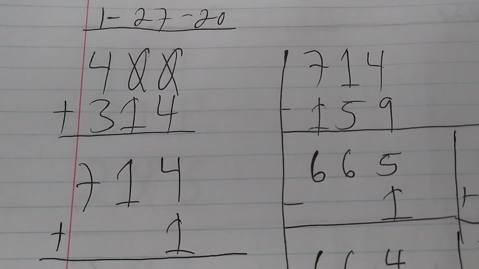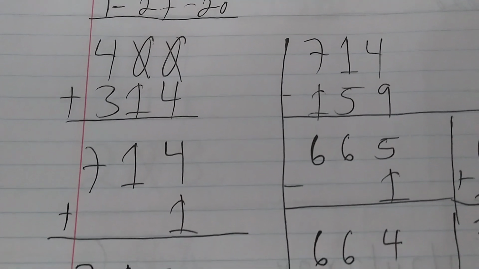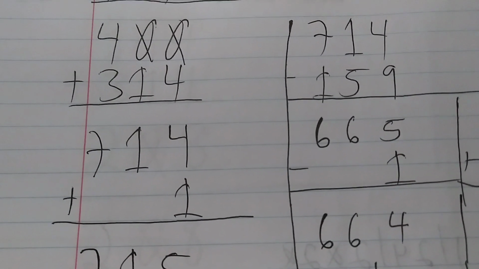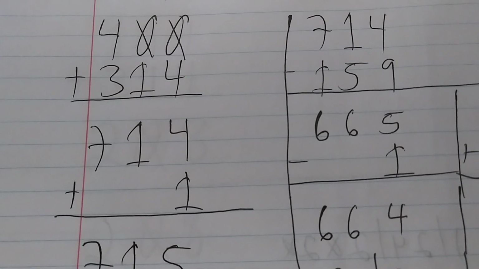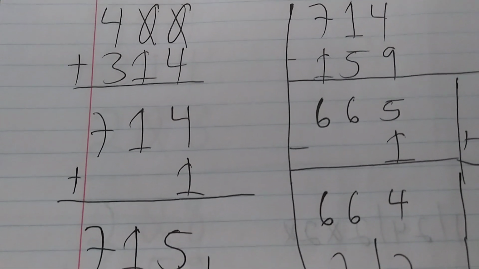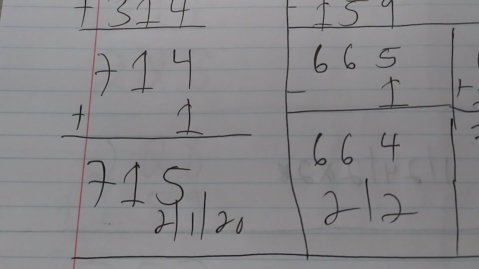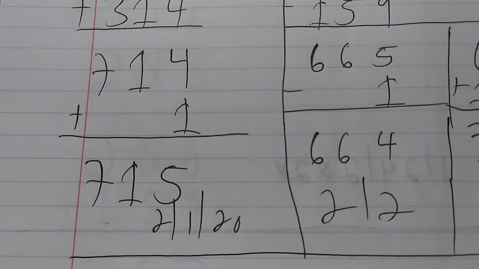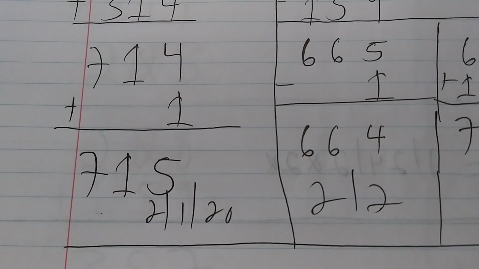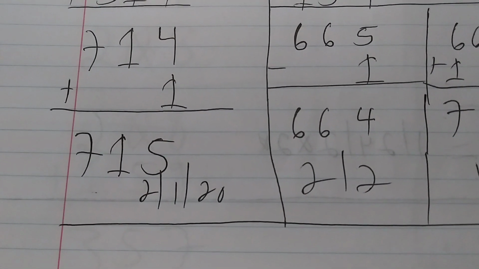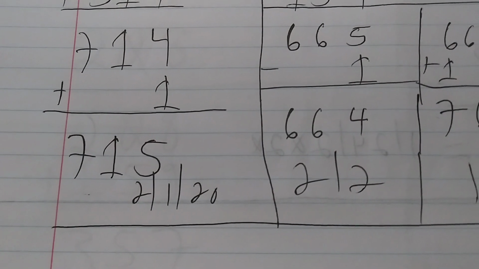On January 27th, you had 400 hit. You're going to add 314, so 4 plus 3 is 7, 0 plus 1 is 1, 0 plus 4 is 4. That number did not hit, but you can add 1 to the 4, so bring down 7 to 1, and then 4 plus 1 is 5. 715 did hit on February 1st.